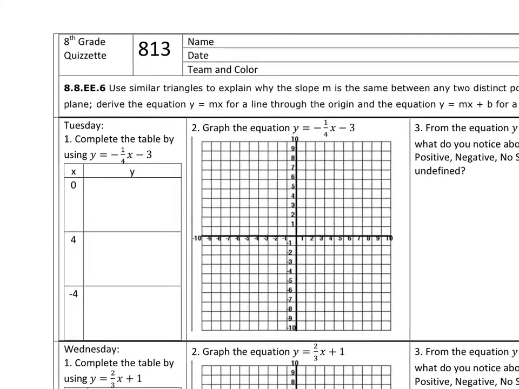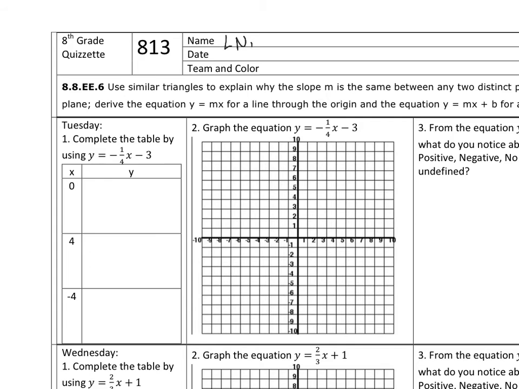Today we'll be recording a video on Quizzette 813. As always, make sure you write your last name, comma, your first name, today's date, and the class color. Number 1 says complete the table by using y equals negative 1/4 x minus 3.